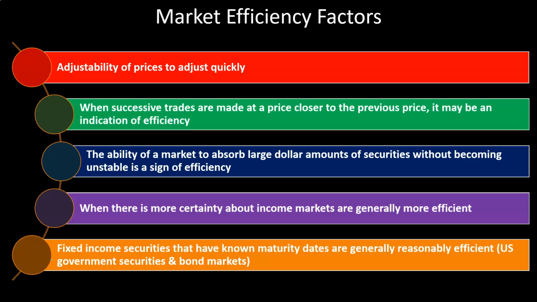So fixed income securities that have known maturity dates are generally reasonably efficient. That includes things like U.S. government securities and bond markets. That reasonable efficiency is one of the reasons that you're typically going to have a more stable price, and they usually involve less risk because, of course, the endpoint is known.